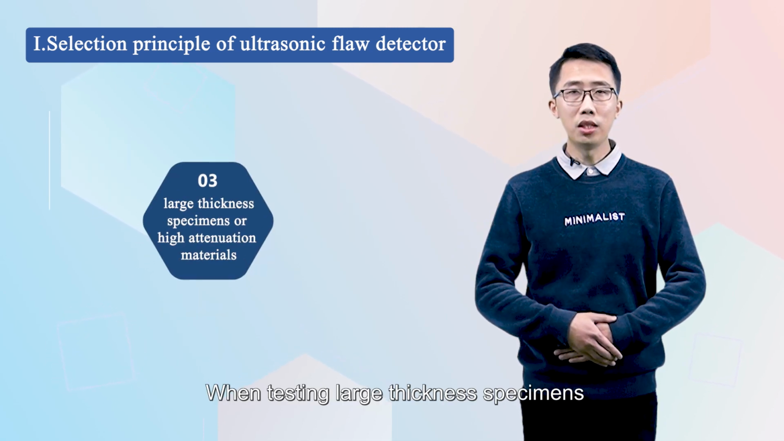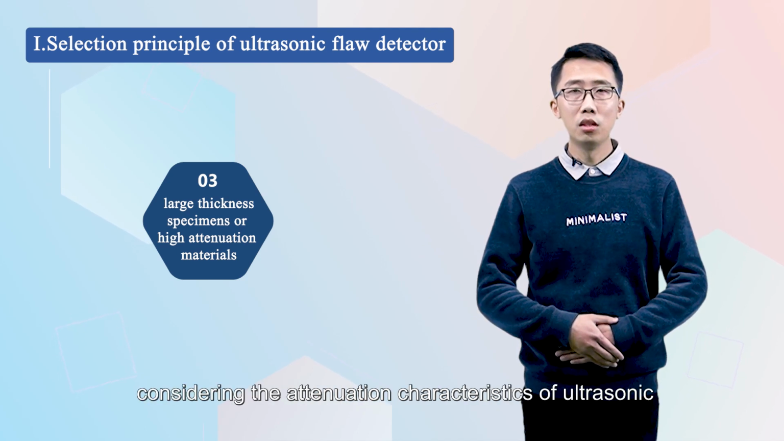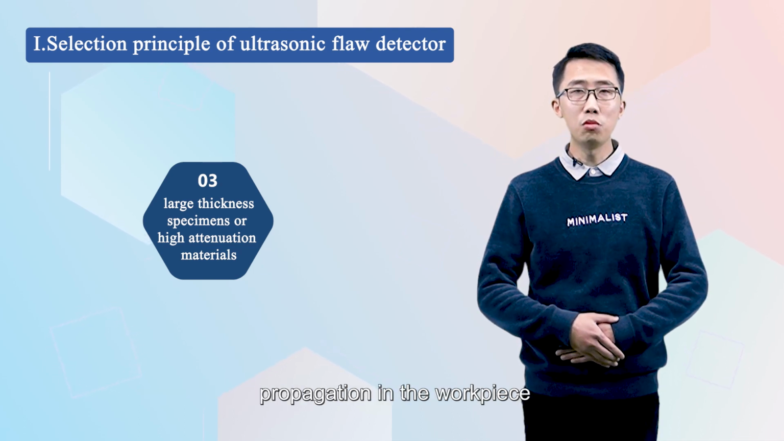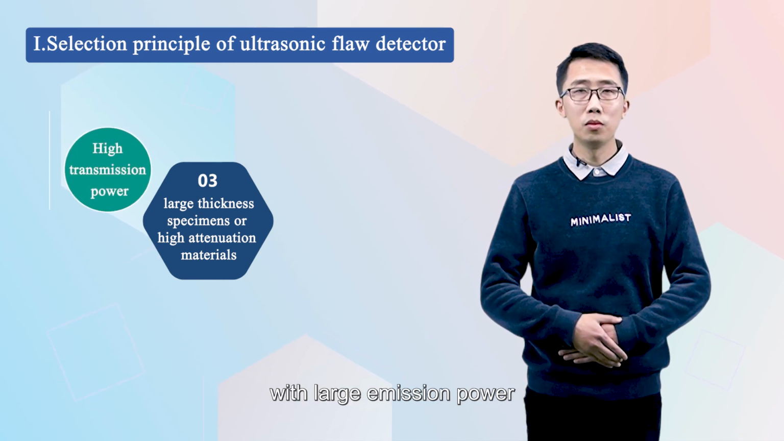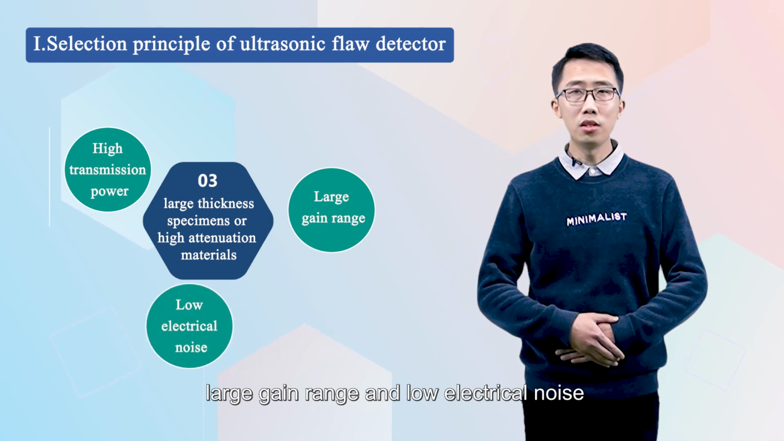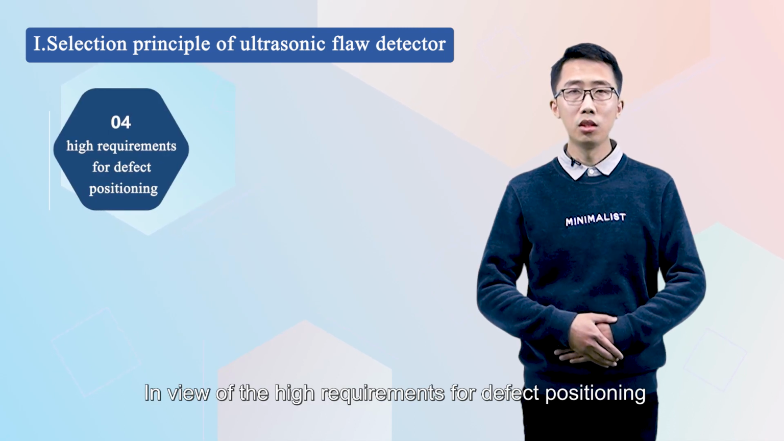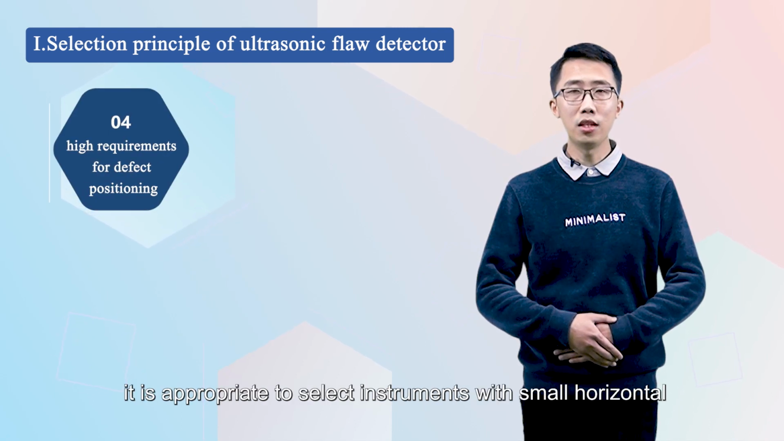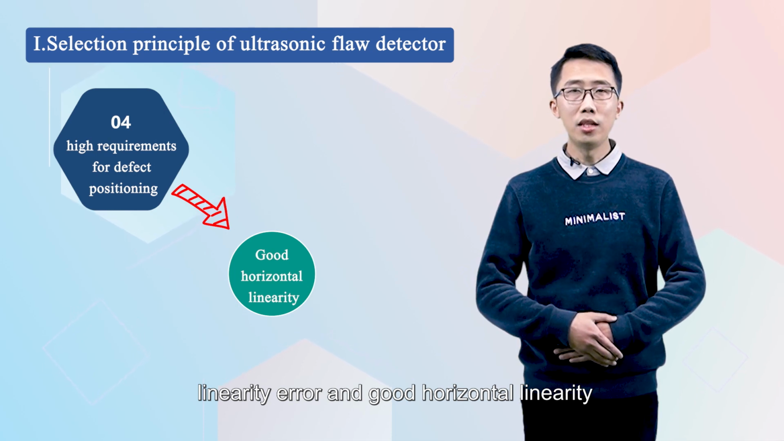When testing large thickness specimens or high attenuation materials, considering the attenuation characteristics of ultrasonic propagation in the workpiece, it is advisable to select a flaw detector with large emission power, large gain range and low electrical noise when testing such workpieces. In view of the high requirements for defect positioning, it is appropriate to select instruments with a small horizontal linearity error and good horizontal linearity.